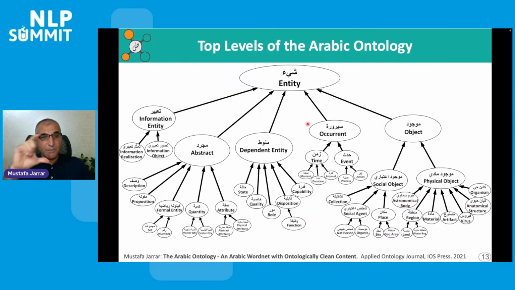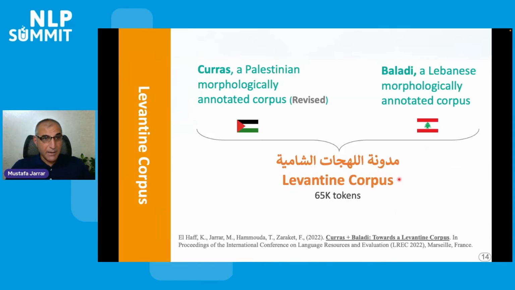The top levels of the ontology tree are in this small screenshot. So we have an entity that can be an object, an occurrent, a dependent entity, an abstract, or an information entity. The object can be a physical object or a social object, and so on. So this is a tree that goes down to many levels. So I showed you the lexicographic database and the Arabic ontology.